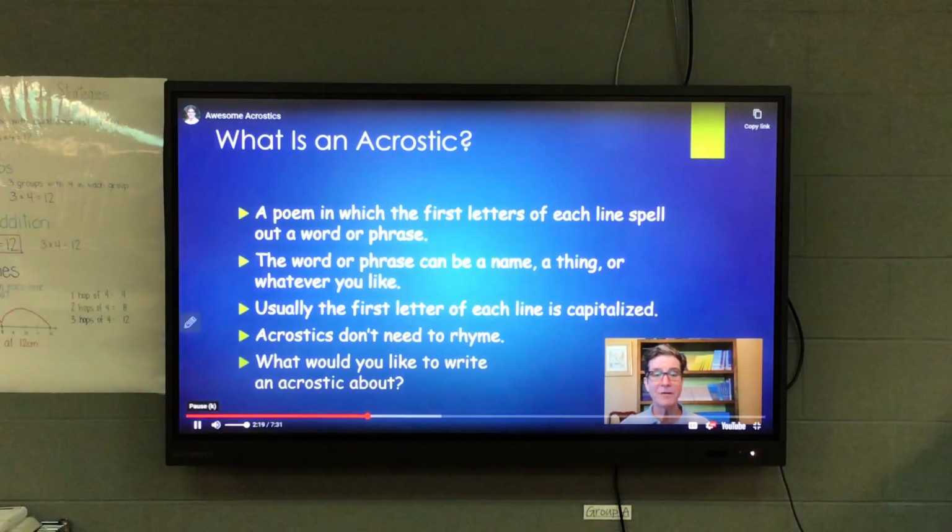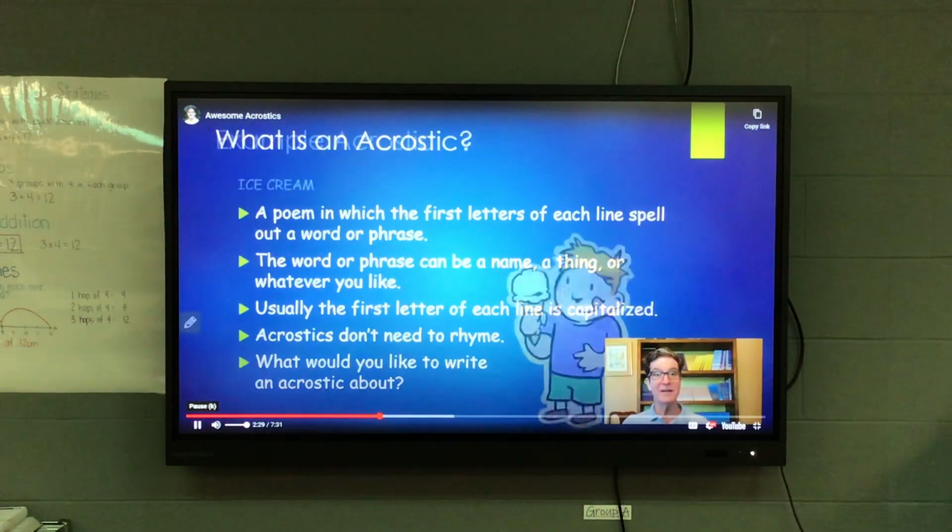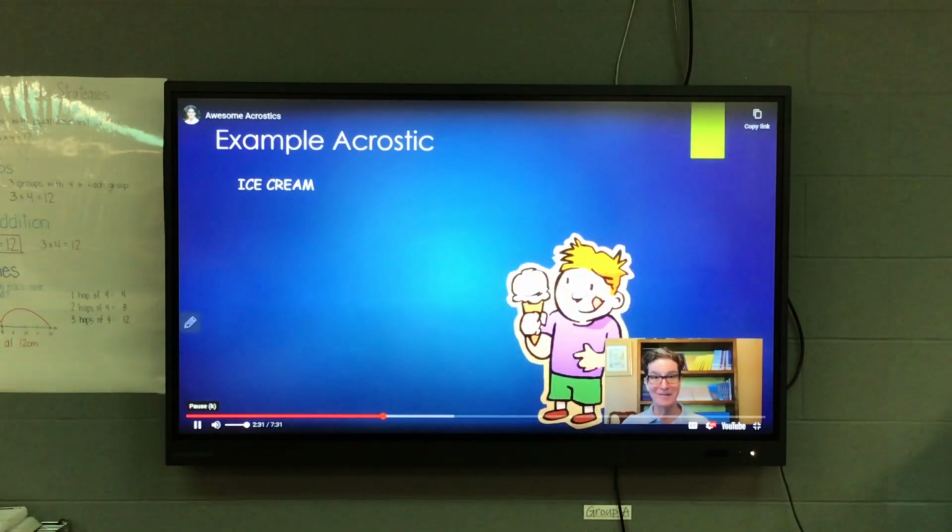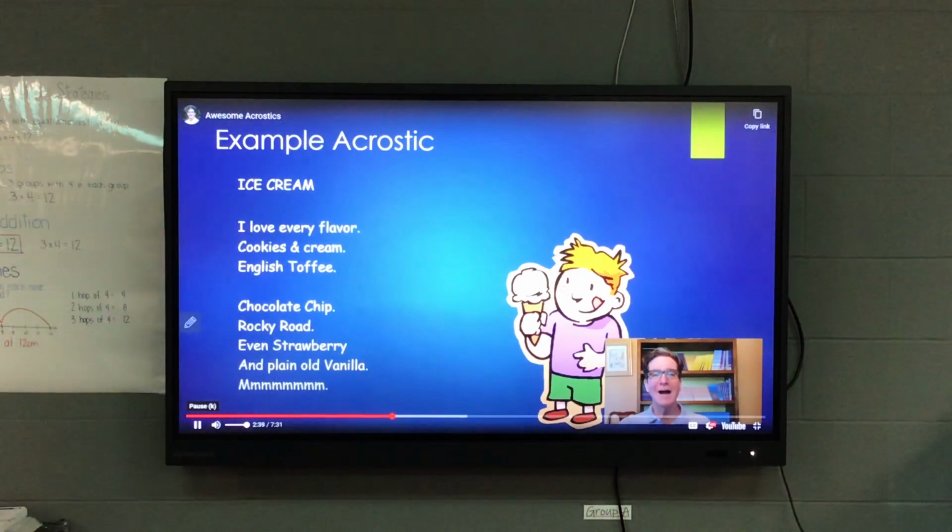All you have to figure out is what would you like to write an acrostic about? Now, I decided I wanted to write an acrostic about something that I like, and something that I like is ice cream. So, here is my little example acrostic about ice cream. I love every flavor. Cookies and cream, English toffee, chocolate chip, rocky road, even strawberry, and plain old vanilla.